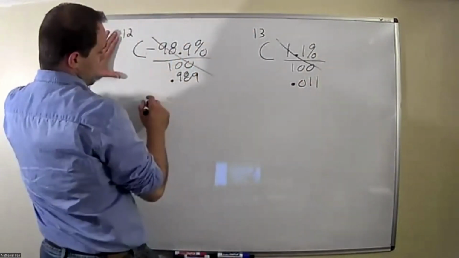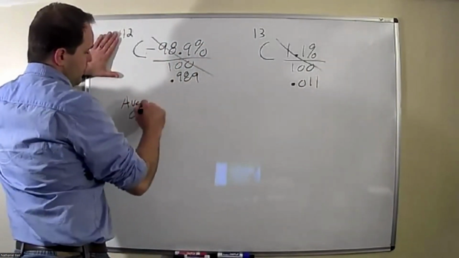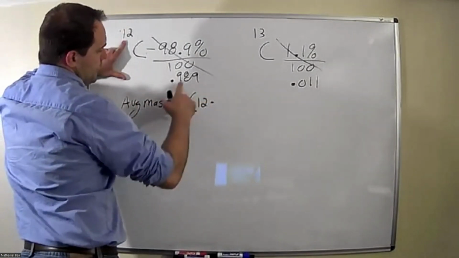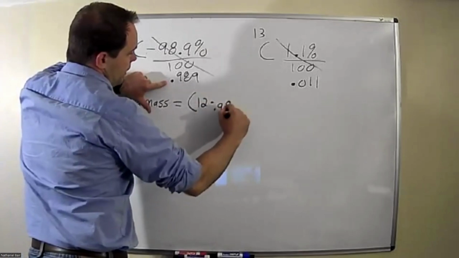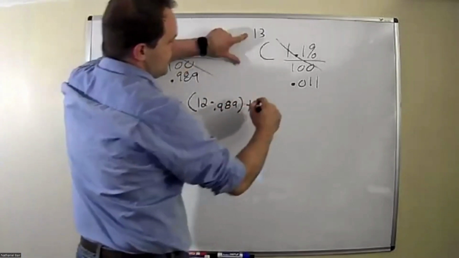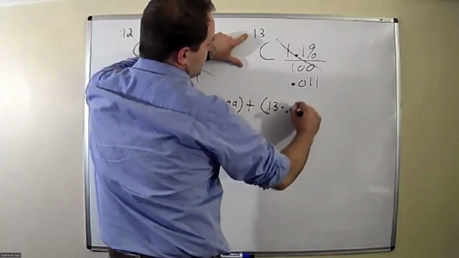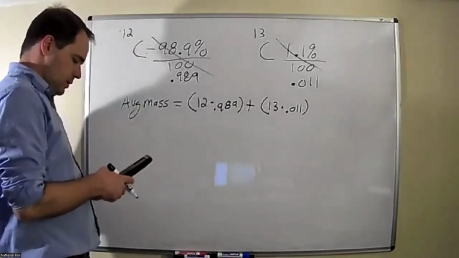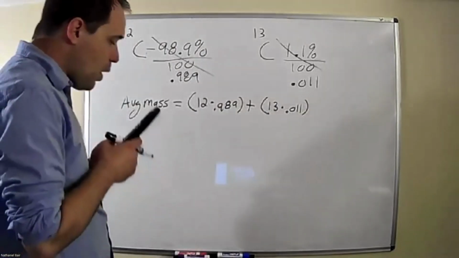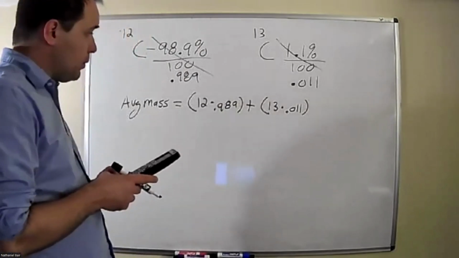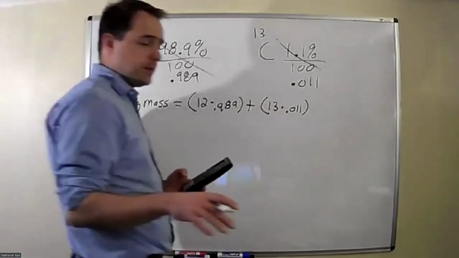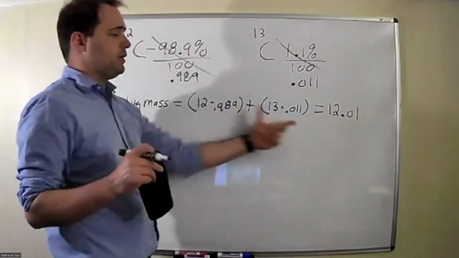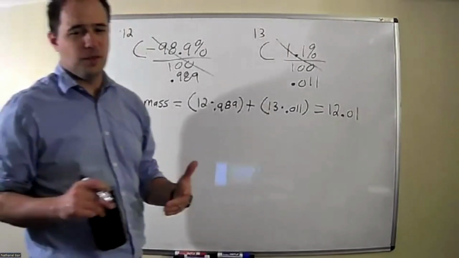What we do is this. We take the average mass, which is going to be our mass number times its percent abundance as a decimal, 0.989, plus our next mass number, our next isotope, times its percent as a decimal. So let's pop that in. 12 times 0.989 plus 13 times 0.011. You don't actually need those parentheses, by the way, because order of operations is going to multiply before it adds anyway.